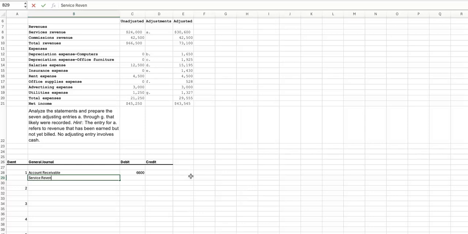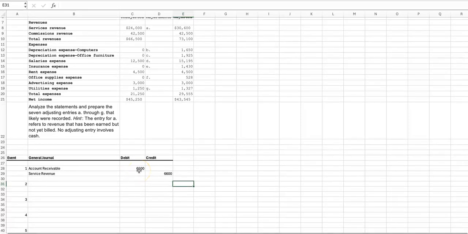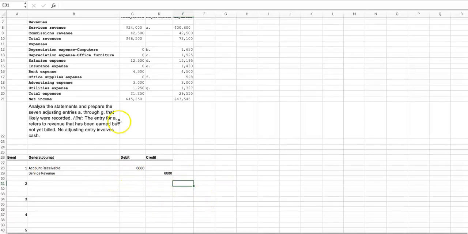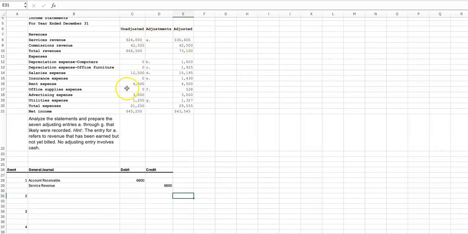That is because they're still in that month, so they need to record it. Once they do get that cash, they will just adjust the accounts receivable and add in the cash. That way they can still log in the journal that they did get service revenue, and it was just adjusted $6,600. So that is the first one, for problem A.